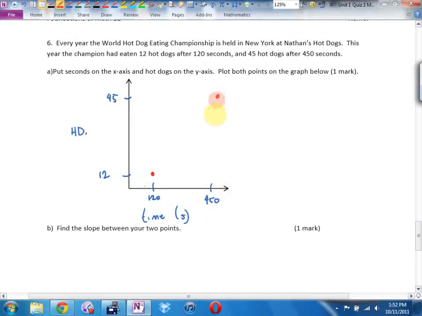By the way, this slope, positive or negative, and how can you tell at a glance? Positive, why? How come? Yes. Let's connect it. Let's try it again with a straight line, Mr. Dueck. What's my rise? Because that's what slope means. From 12 to 45. What's my rise? 33? What's my run? Sorry, Jordan? 330?